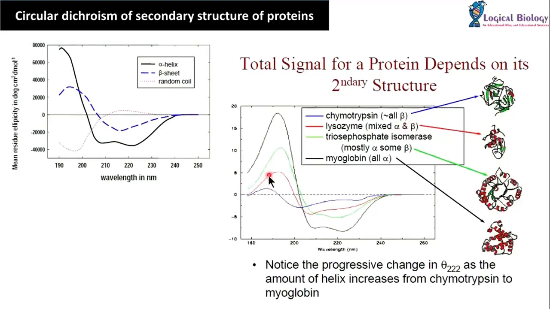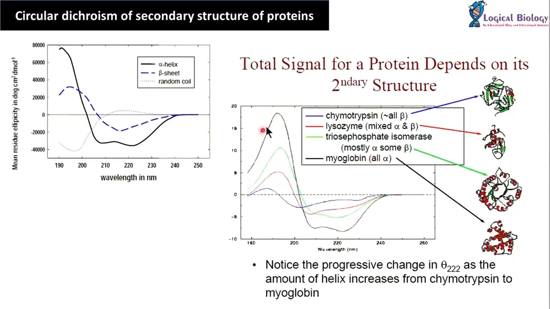So this is the red line. It has alpha helix nature also, and it has beta sheet nature also. Then there is another enzyme, triose phosphate isomerase, which is mostly alpha, and there are some beta also. So it is showing the mixed CD spectroscopy. And finally myoglobin, which is all alpha.